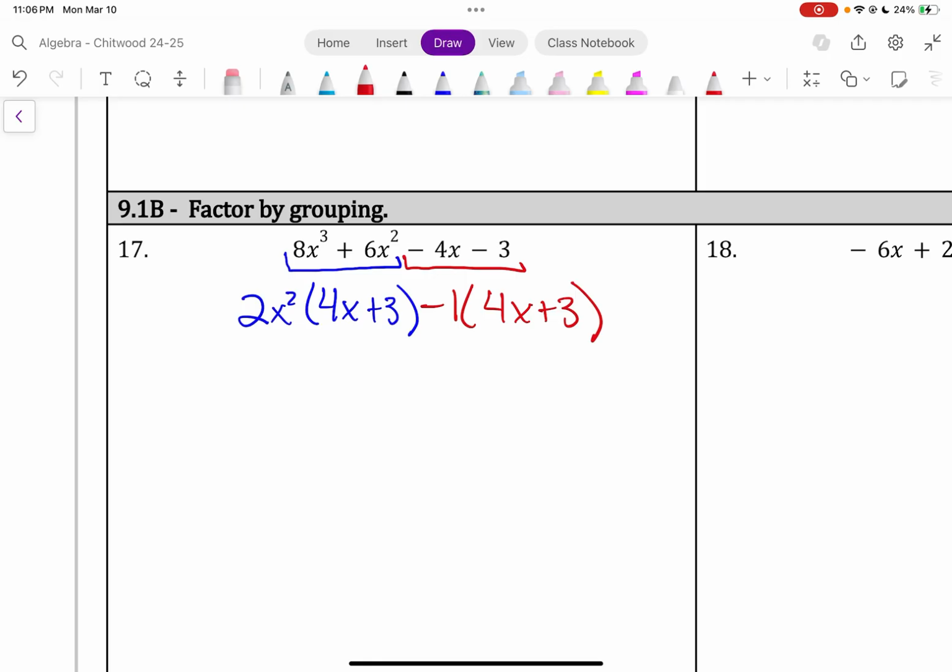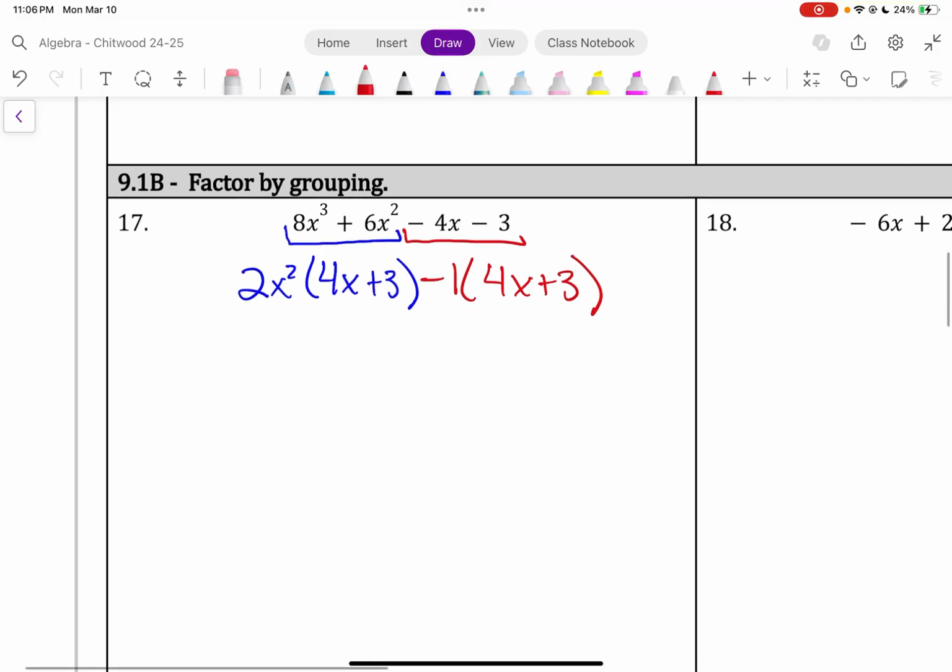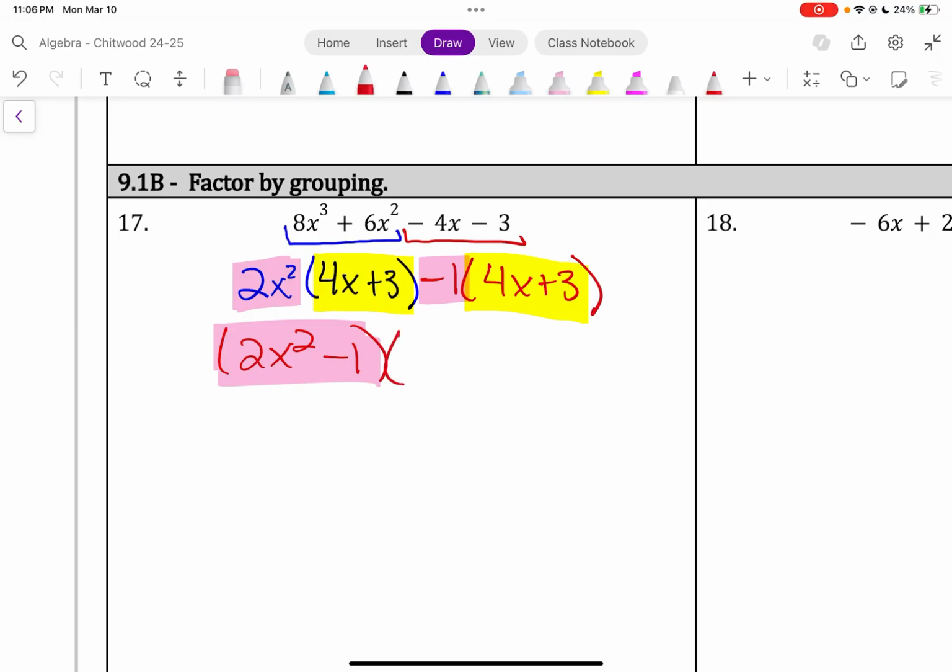Take out the GCF, write the remainder in the middle. Your remainders should always be the same. They should be twins. You want to write your GCFs, so I could do 2x squared minus 1. Again, this is where we get our GCFs. And then our remainders, again, they should be twins, 4x plus 3. That's where we get that, and then we're done.